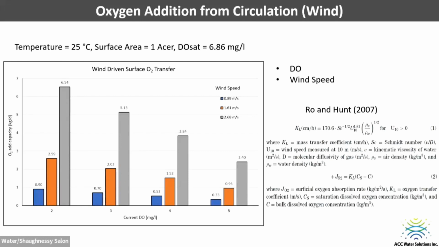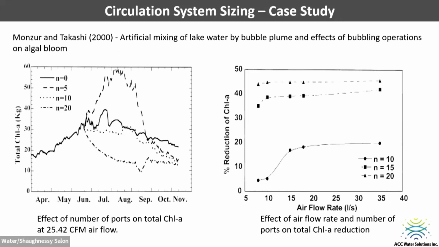So your current DO is only 2 mg per liter, and your wind speed is just 0.89 meter per second. You can only add 0.9 kg O2 per day. That's if we are not changing anything. But instead of a wind speed of 0.89 meter per second, if it's 2.68, we can suddenly add 6 kg O2 per day, just based on wind speed. So this is just a graph showing how important wind speed data is while we're designing a system.